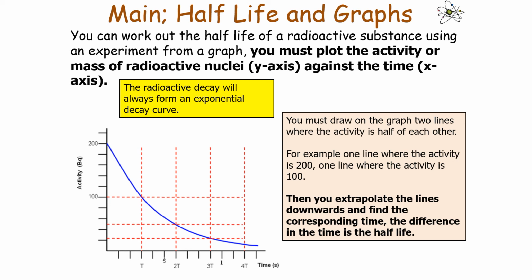So for example, one line could be at 200, the other line could be at 100. One line could be at 400, the other one at 200. One line could be at 6, the other line could be at 3. One line could be at 100, the other line could be at 50. So you find two values where one is half the other. You then extrapolate the lines downwards to the x-axis. You find the time for each value. You then find the difference between those two times, and that is the half-life.